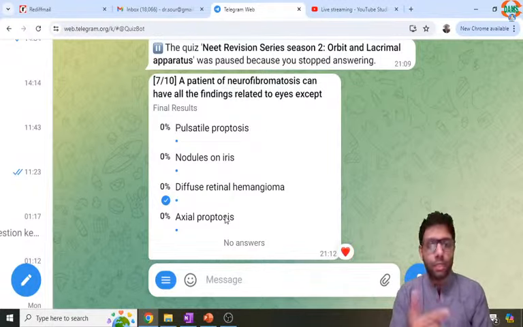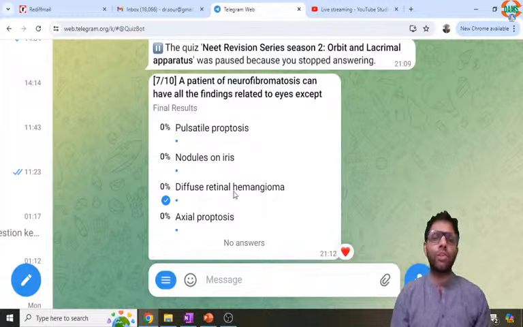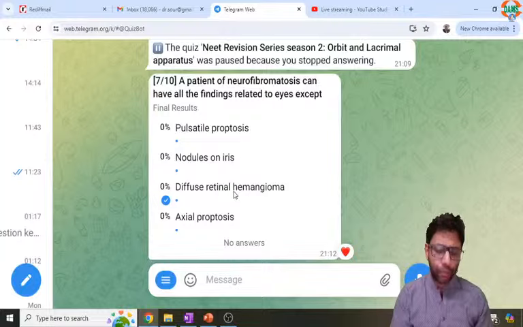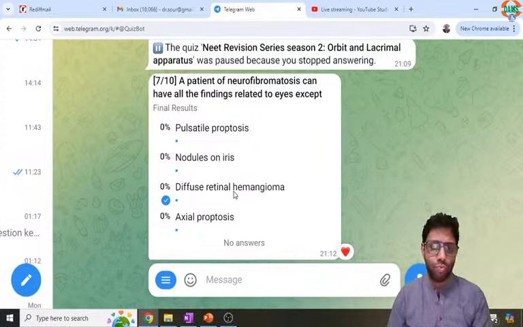Now, axial proptosis, yes, because of optic nerve glioma. This can also be seen in NF people. Plexiform neurofibroma can be there. There is a mechanical ptosis. But this diffuse retinal hemangioma, let us see who can answer this live. Diffuse retinal hemangioma, it's a difficult question, can be seen in which condition in ophthalmology or a systemic condition? I'll give you a hint. If I give you a hint, then you will answer. Port wine stain.